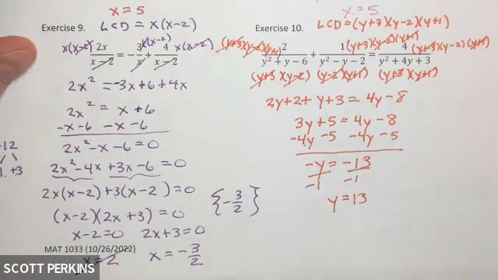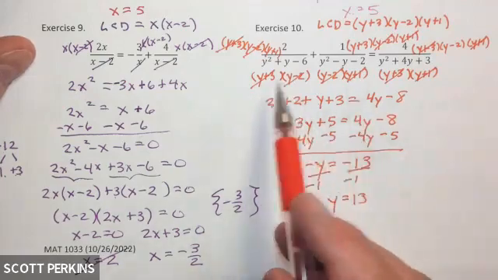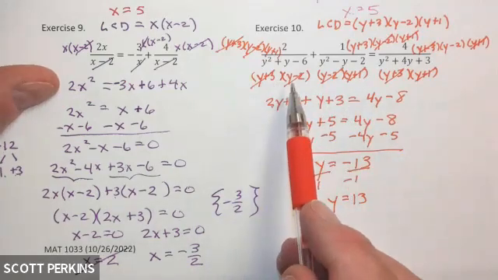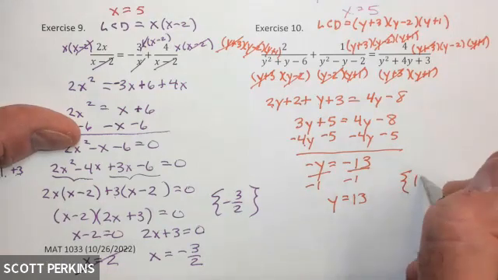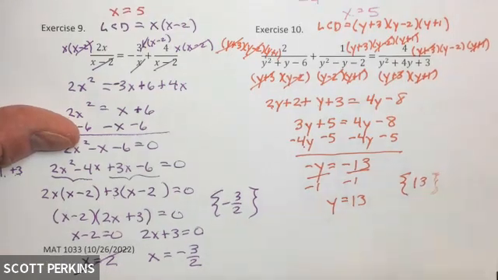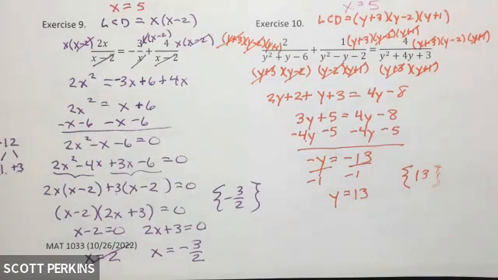That does not make any of my factors 0. The only thing I would have to look out for is a negative 3 or a 2 or a negative 1. That's not what I have. There is my solution set right there. The solution set with 13 in it.